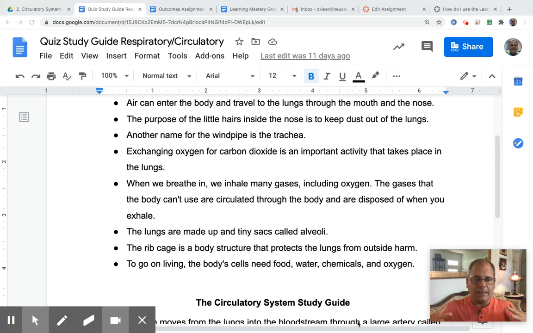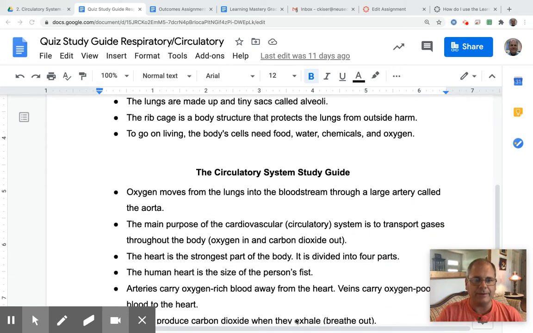The rib cage is the body's structure that protects the lungs from outside harm, and protects your balloon, basically, which is your lungs. To go on living, the body's cells need food, water, chemicals, and oxygen. Every cell in your body needs to have energy from food and water, and it needs air, oxygen. And the circulatory system is the way that your body's cells get that energy and oxygen.